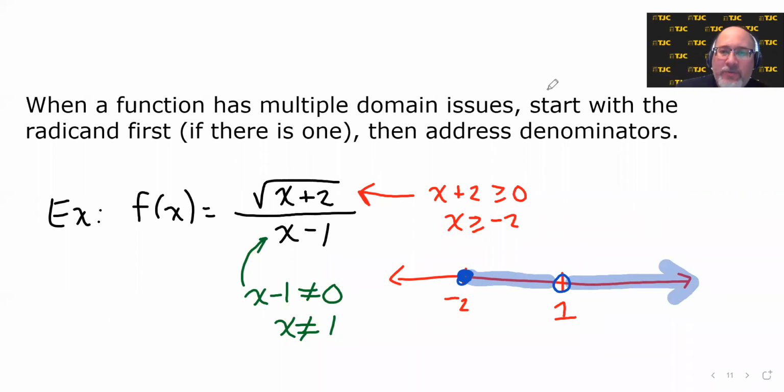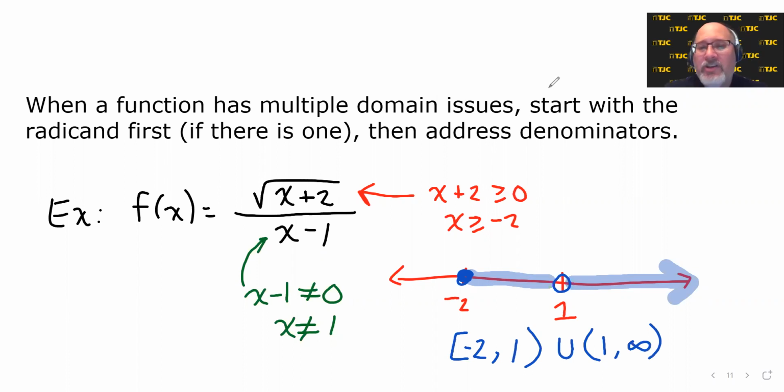And as a consequence, my domain is going to be bracket negative 2, comma 1, parenthesis, union, parenthesis 1, comma infinity. That's the interval notation for everything greater than or equal to negative 2 except the number 1. And my domain does accommodate each domain issue. It accommodates the square root, x greater than or equal to negative 2, but it also accommodates the denominator. X can't be 1. We're going to take a look at a few more multiple issues and then we'll wrap this up.